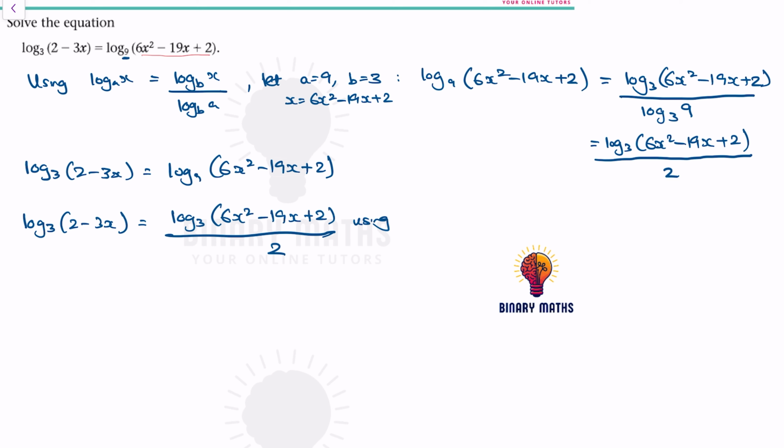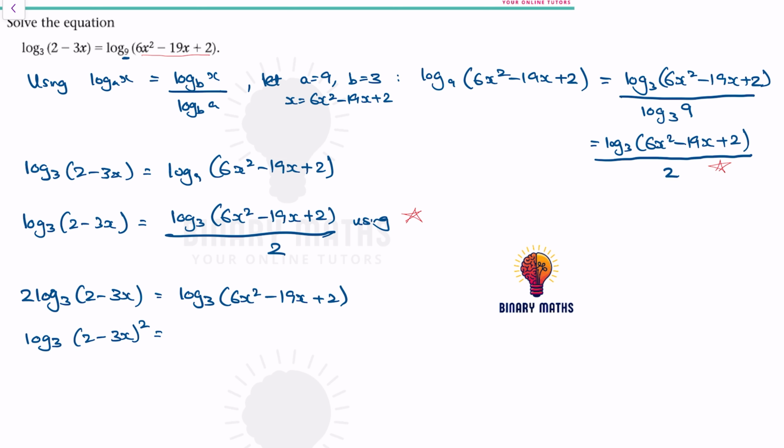Using this, okay, now I'll multiply both sides by 2, so I get 2 log base 3 of 2 minus 3x is equal to log base 3 of 6x squared minus 19x plus 2. Using the laws of logs, I know that's the same thing as log base 3 of (2 minus 3x) squared is equal to log base 3 of 6x squared minus 19x plus 2.